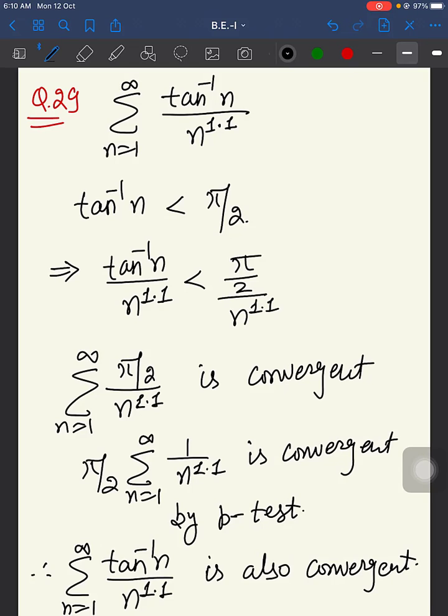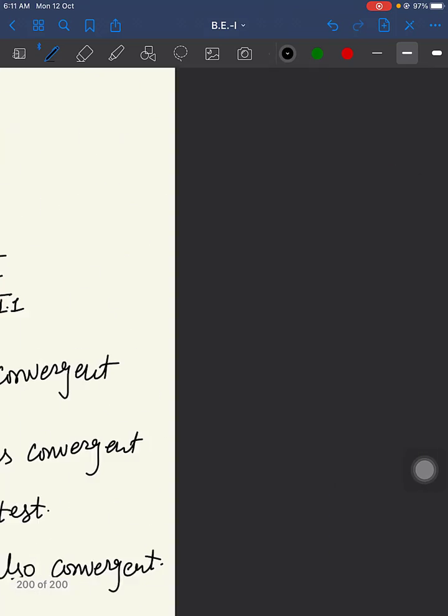So similarly you can do question number 30 as well, right? So let's do some more questions. Let's say question number 32.